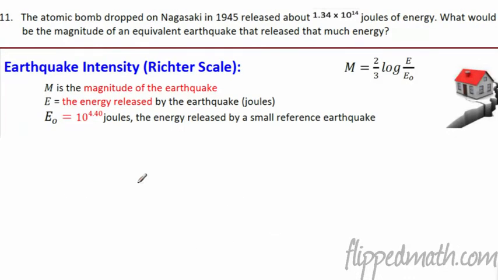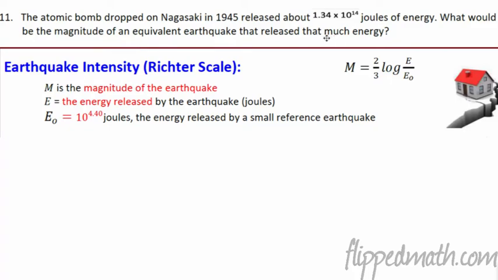We're talking about the atomic bomb at Nagasaki. This ended World War II. It was the first nuclear bomb that was used in the history of mankind. This is how many joules of energy were used. What would be the magnitude of an equivalent earthquake that released that much energy?